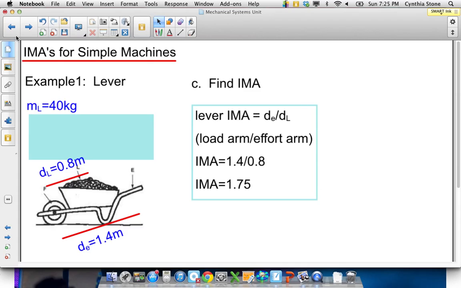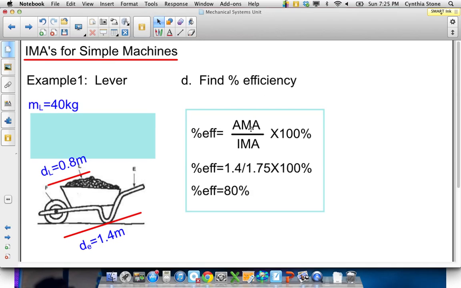In fact, in this case, we got 1.4. So it's not quite perfect, as they tend not to be. So when we find efficiency, you take the AMA, which is 1.4, divide it by the IMA, which was 1.75, and multiply it all by 100%, and it's 80% efficient. Okay? So there's an example of a mechanical advantage efficiency on a lever.